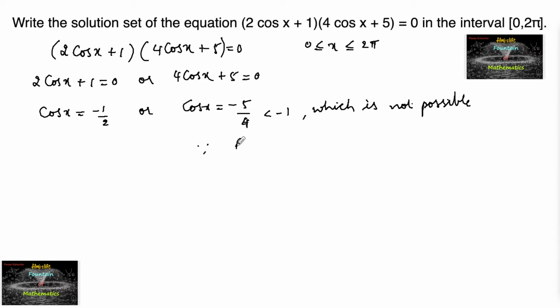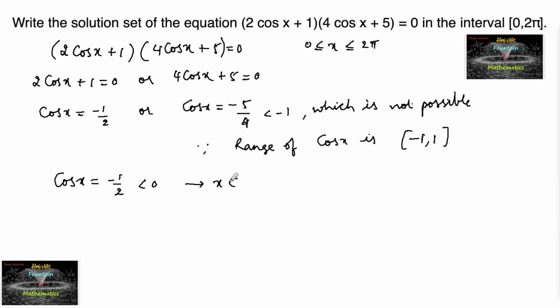Since the range of cos x is minus 1 to plus 1, for the second one, cos x is equal to minus 5 by 4, there is no solution. And now let us consider cos x is equal to minus 1 by 2. Which is negative. So negative means x can belong to, cos is negative in the second quadrant and third quadrant. It can be in the second quadrant or third quadrant. So it can be either pi minus theta or pi plus theta.